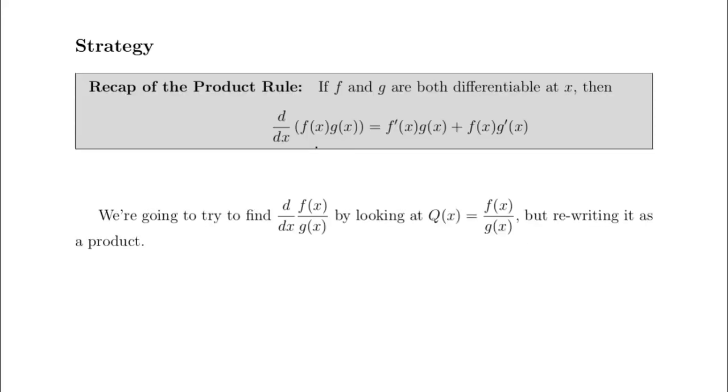So here's our general strategy. Remember the product rule. The derivative of a product of functions is the derivative of f times g plus f times the derivative of g, and you can shuffle that up into whatever order you'd like, as long as you really do have f prime and g in the same term and f and g prime in the same term. What we're going to do is take a look at the derivative of this quotient here by setting q of x, for quotient, equal to f over g, and then we're going to rewrite this as a product.